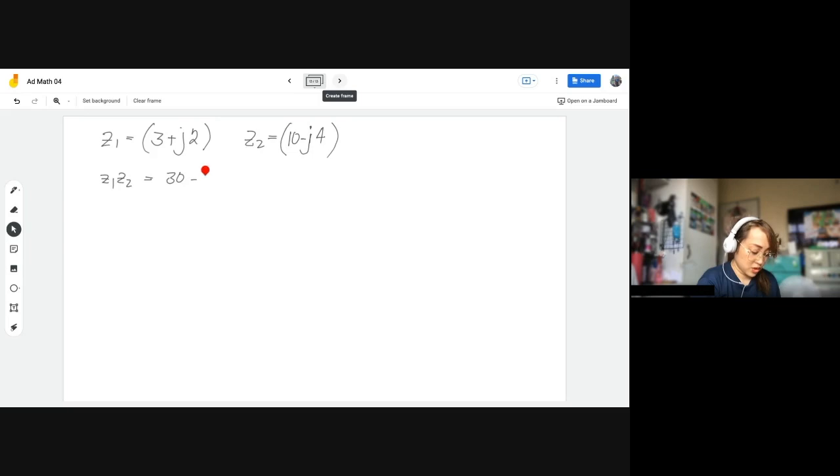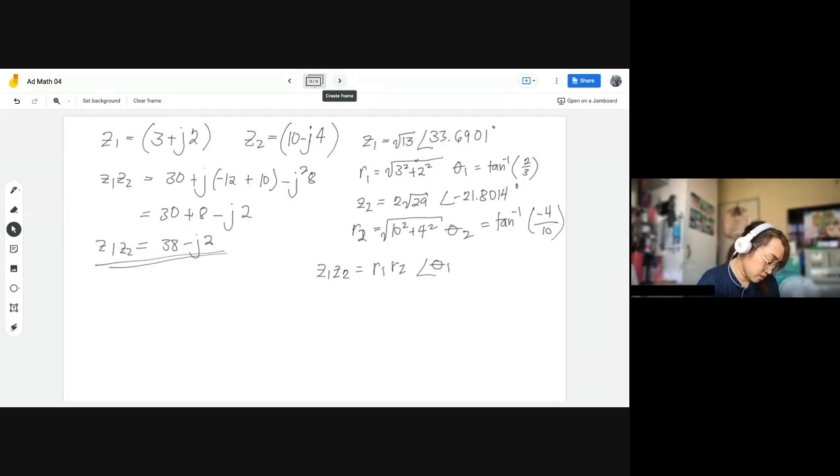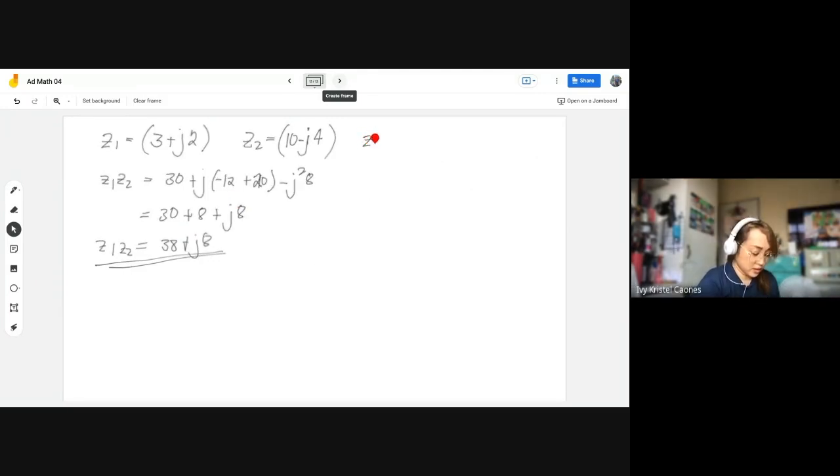Then another example: Z1 equal to 3 minus j2, Z2 is equal to 10 plus j4. Multiplication: that is 30 minus j, or plus negative 12, plus 10 minus j squared 8. So that is 30 plus 8, minus j2, or simply 38 minus j2. In terms of bar angle, that is square root of 3 squared plus 2 squared.